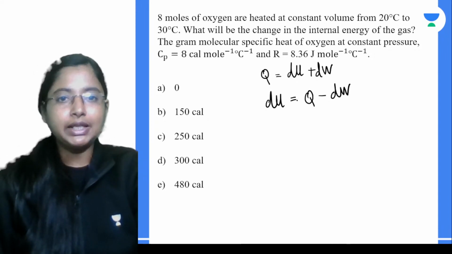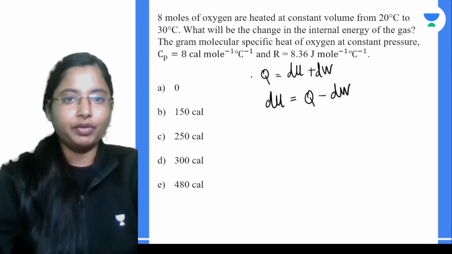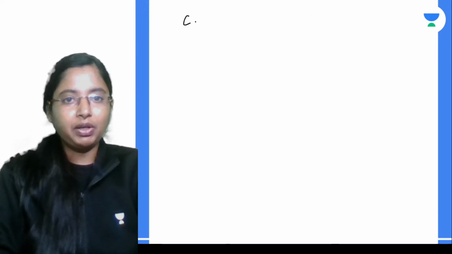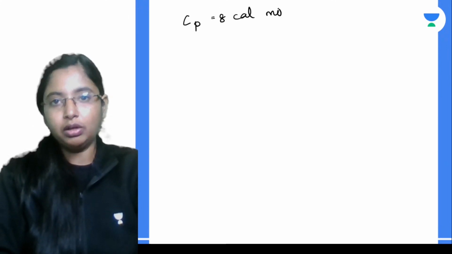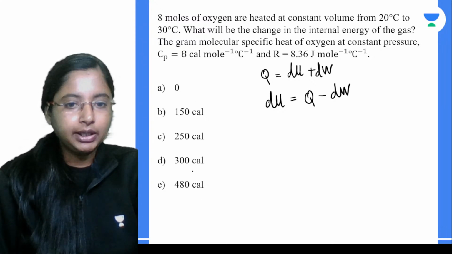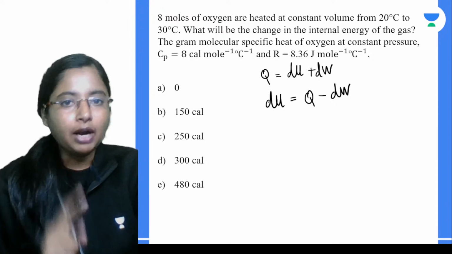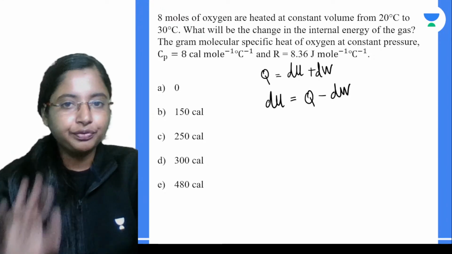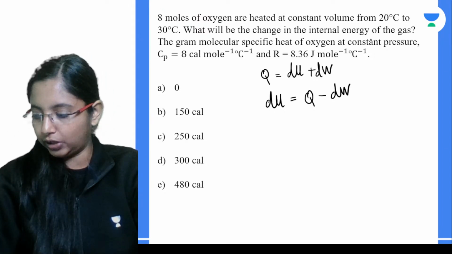Now, what quantities do we have over here? Some quantities that we know. Cp for this oxygen is given as 8 calorie per mole per degree Celsius. Now make sure all of these units are in the CGS system. Always when you're solving any numericals from thermodynamics, make sure to go through these units. Conversion factors are always to be included.